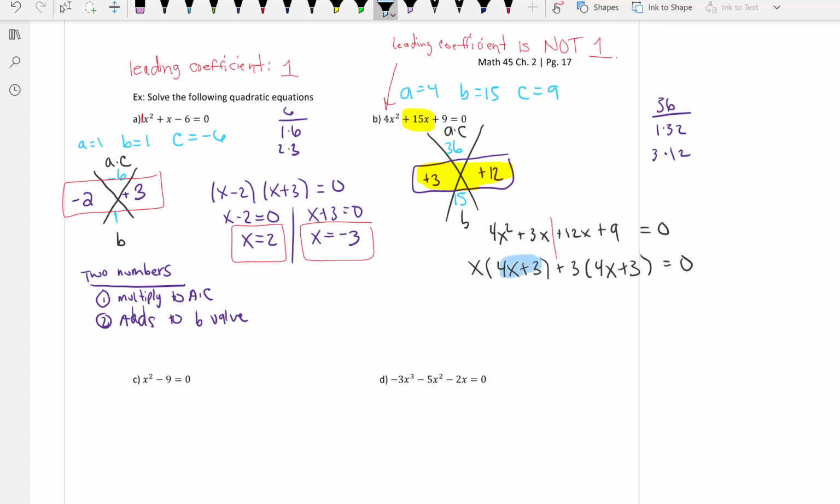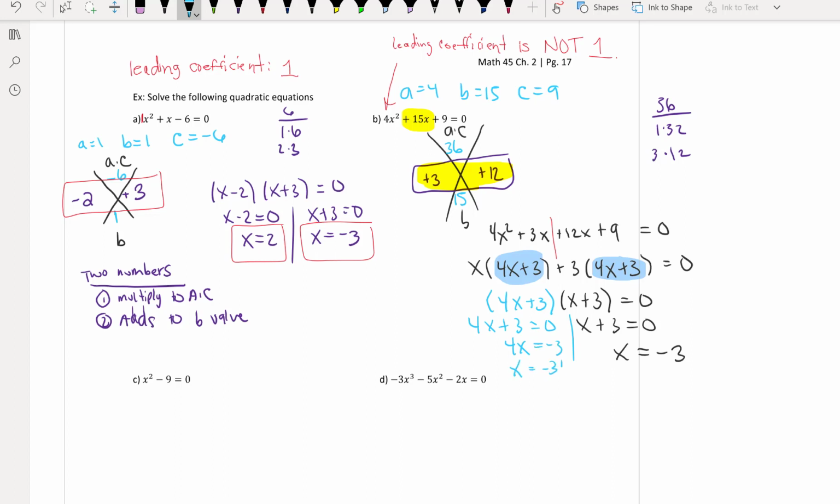So because I have this parentheses the same as that parentheses, then I can factor that out, my 4x plus 3, and then your leftover to be x plus 3 equal to 0. So now I have x plus 3 is equal to 0, so x is equal to a negative 3. I also have my 4x plus 3 is equal to 0, so then 4x is equal to negative 3, and x is equal to a negative 3/4. So I have that x is equal to negative 3/4, and that my x is equal to a negative 3. So those are going to be my two answers for part B.